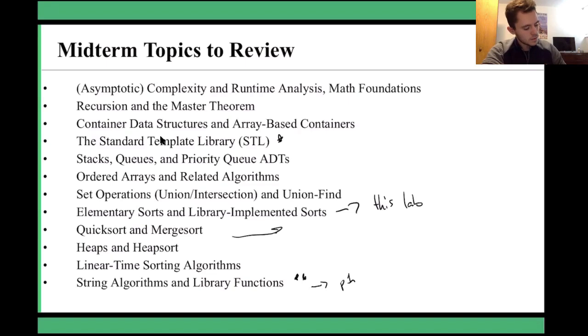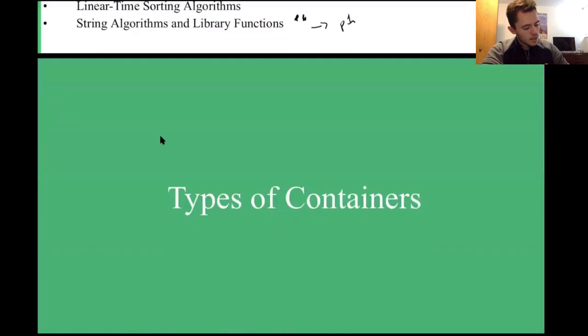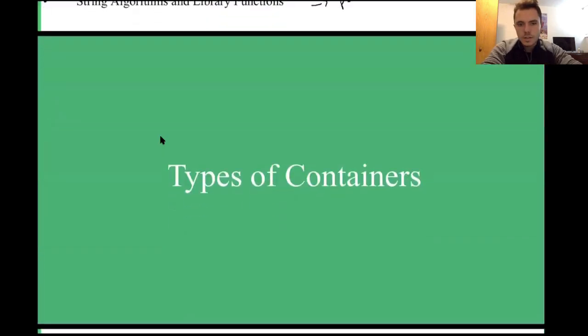All right. Moving on. If there are no questions in the chat about the topics for the exam, we'll move on to containers.